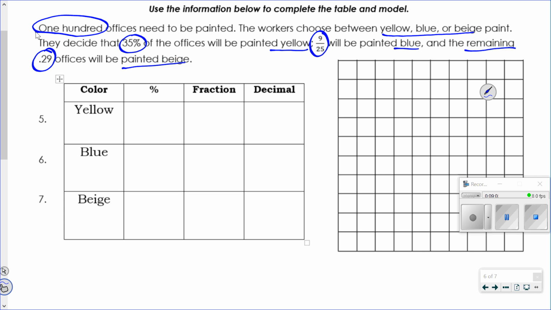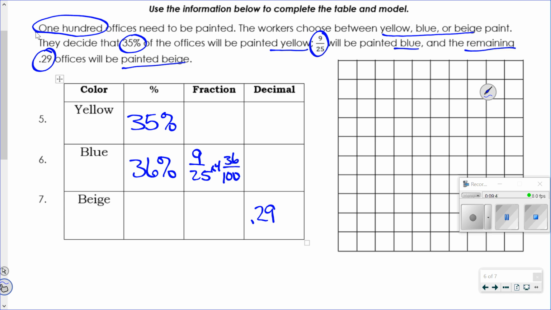So, for yellow, it's 35%. For blue, they said 9/25, so that's the fraction. For beige, they gave us the decimal. So I'm going to put in the decimal amount. Okay? I'll be honest, the easiest way to do this, convert everything to percents first. So 9/25. What do we know percent is out of 100? So can I go from 25 to 100? How? Times 4. So I multiply that by 4. I get 36 over 100. I now have my percent, correct?